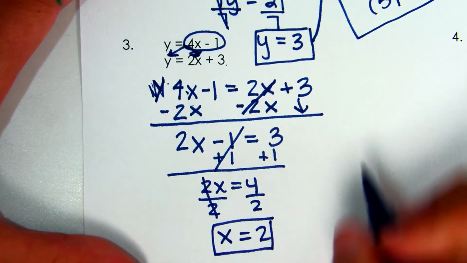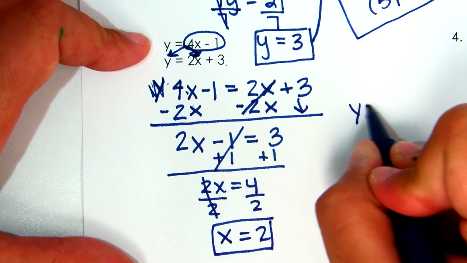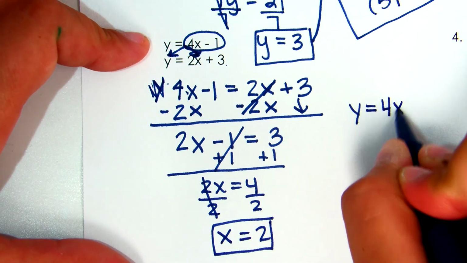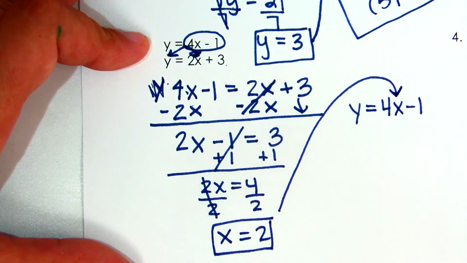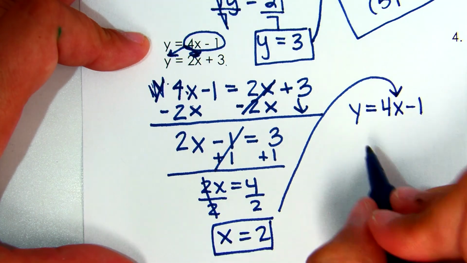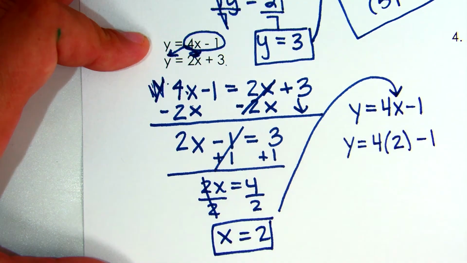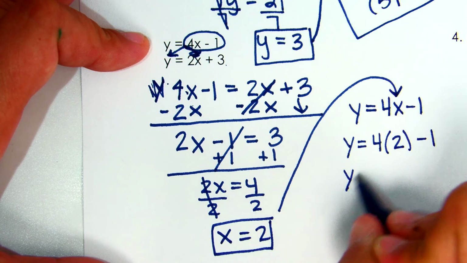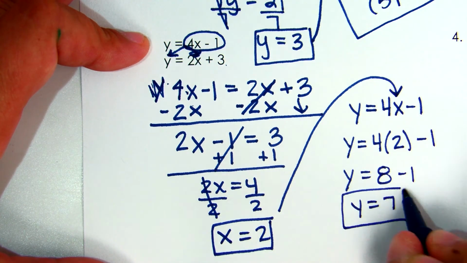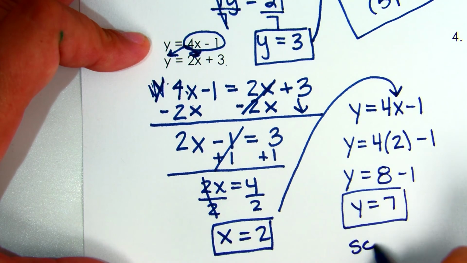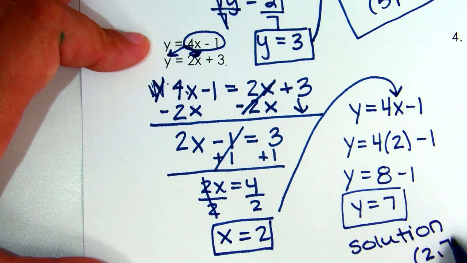I take that amount and I plug it back into the original equation that I used. The original equation was y equals 4x minus 1, so that's where I'm going to plug in my value for x. Y equals 4 times 2 minus 1, 4 times 2 is 8 minus 1, so y equals 7. And so my solution to the system of equations is 2, 7.